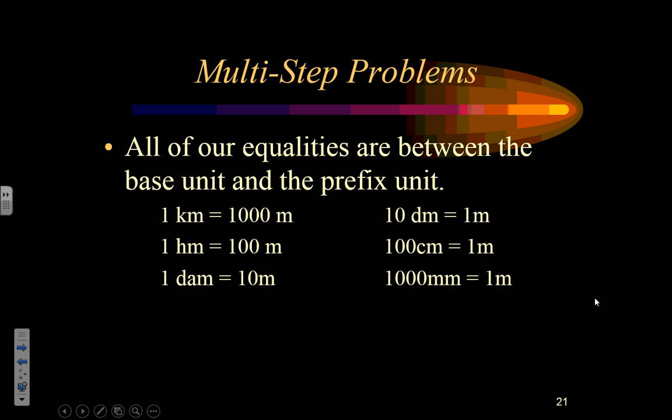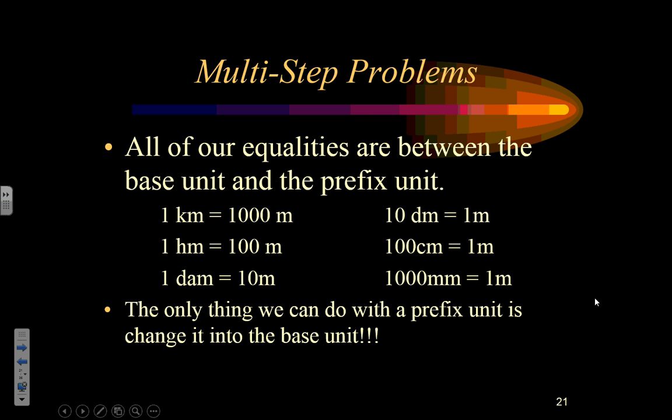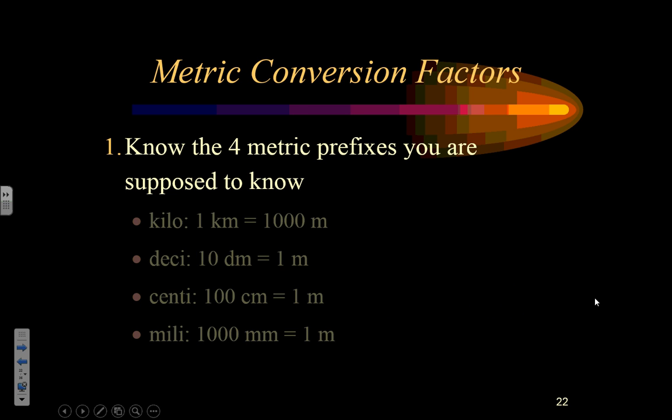Now, if you take a look at the equalities we had in metric, you can see then that in every case, we changed the prefix unit into a base unit. We went from kilometers to meters, hectometers to meters, decameters to meters, decimeters to meters, and so on. So the only thing we really know how to do with a metric prefix unit is change it into whatever the base unit is. And don't forget, these are interchangeable equalities. So if we wanted to change between kilograms and grams, the same exact thing applies. So the only thing we can really do with the prefix unit is change it into some base unit.